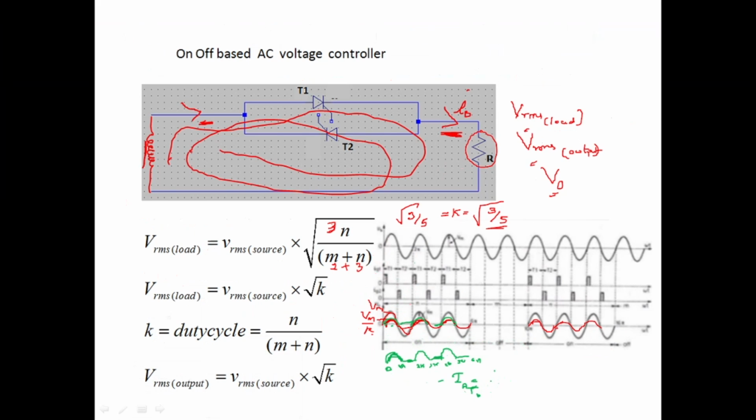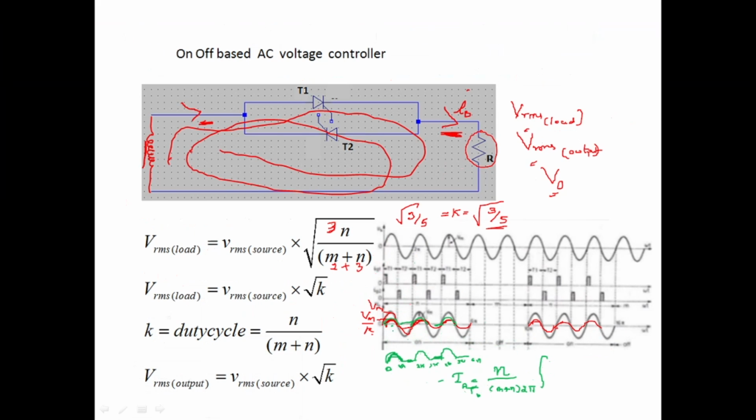So for the average value in the denominator, I should consider 2 pi, 4 pi, 6 pi, 8 pi, 10 pi. 10 pi means 5 into 2 pi. What is 5? It is m plus n, the total number, so (m plus n) into 2 pi. In that, how many cycles are on? n cycles are on.